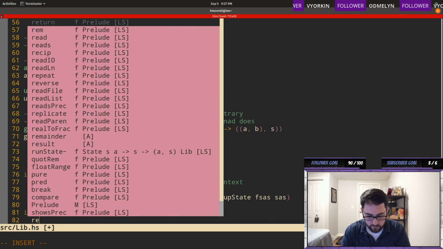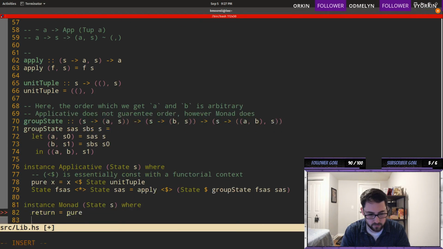Oh, so return is pure. Then I assume we're also going to need to pattern match this. This is going to be... Oh no, this is going to be an FA.